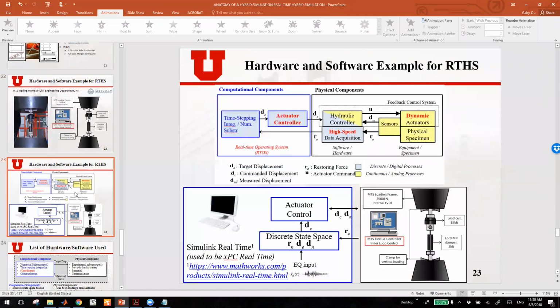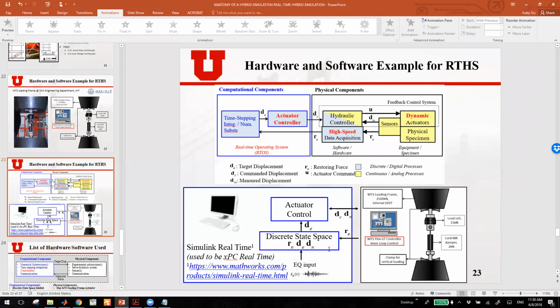The implementation of the real-time hybrid simulation is because, as I mentioned before, your numerical substructure, time-stepping method, and actuator control method have to run on a real-time machine with a real-time operating system. So we are using dSPACE, which can also be considered like xPC target. If you read the previous literature about xPC target, then you know it is the real-time machine on which the real-time hybrid simulation numerical substructure is running. And now it has changed its name to Simulink Real-Time, but they are the same thing.